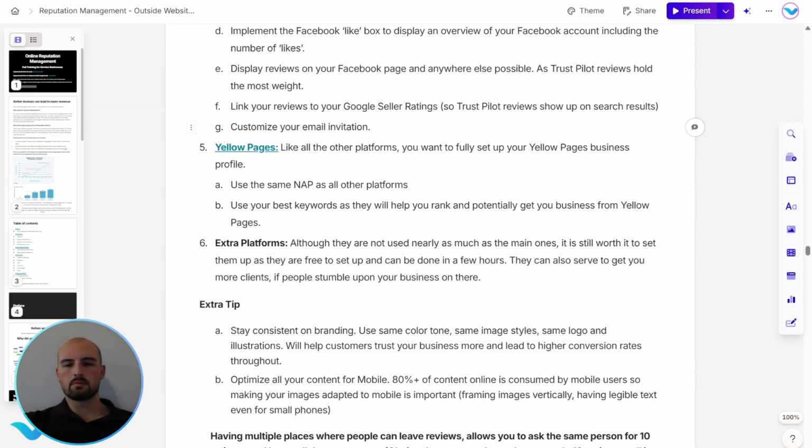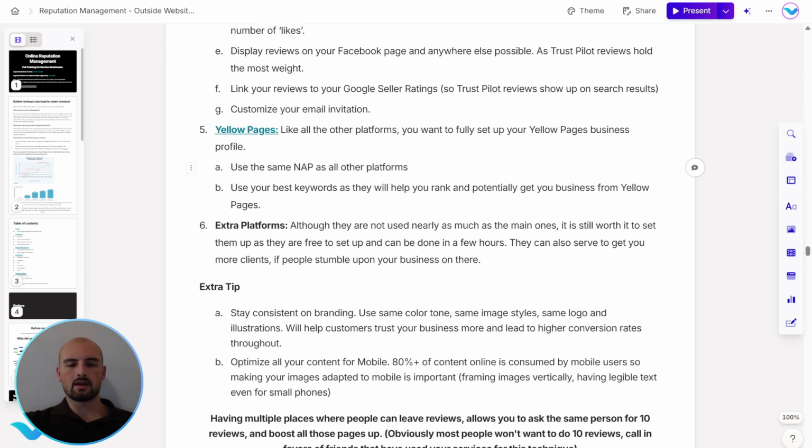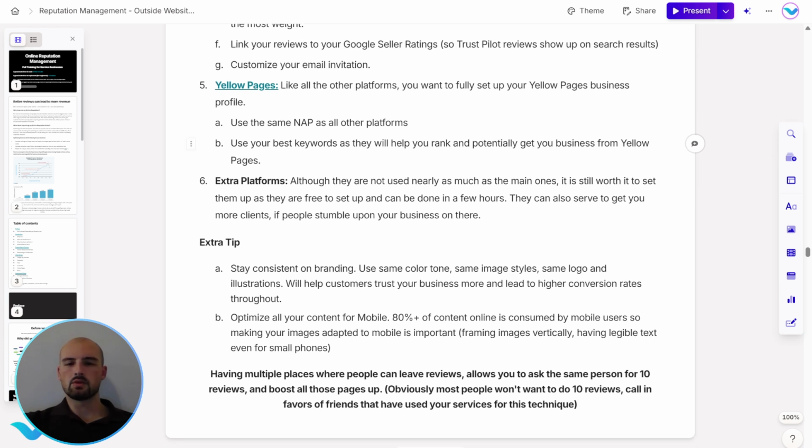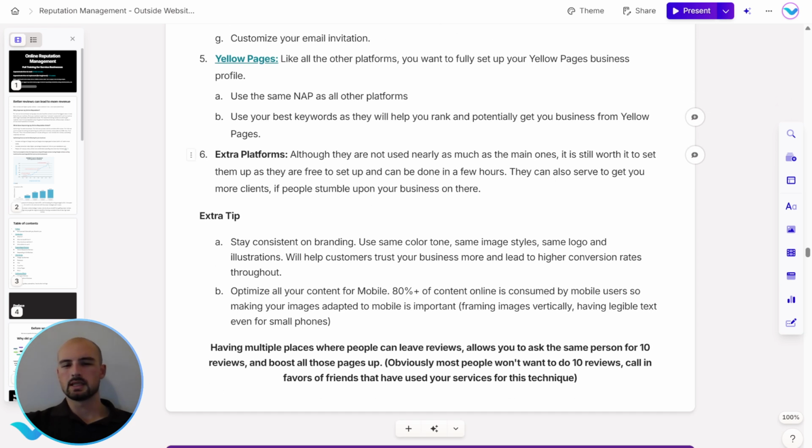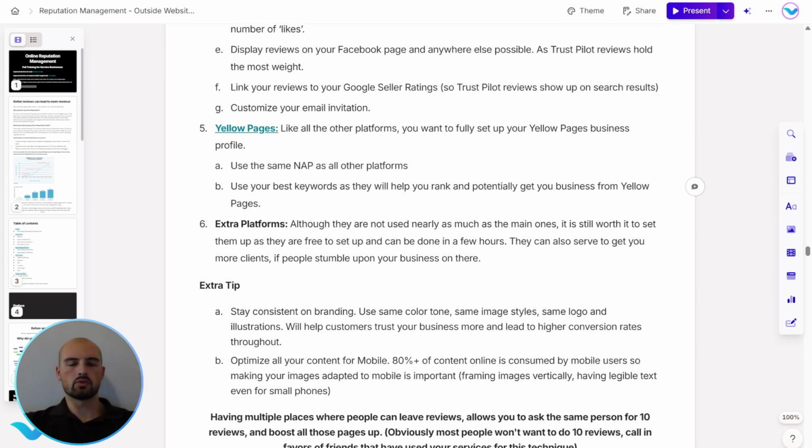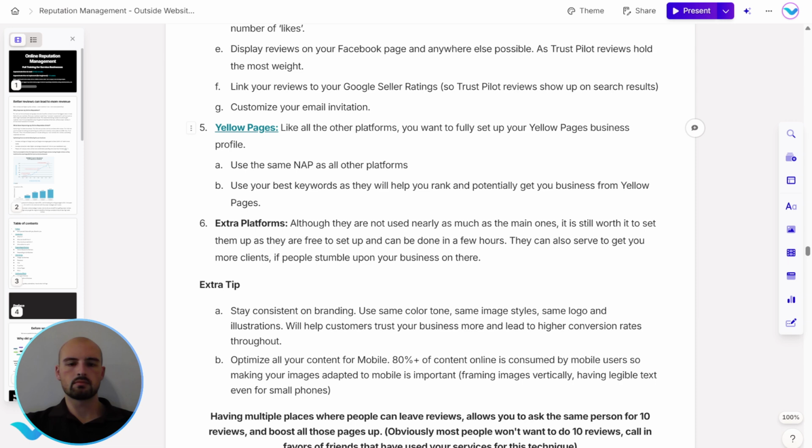Yellow Pages, like all the other platforms, you want to be set up. You want to have your name, address, phone number. Use the best keywords, as they might help you rank a little bit. So that's the other thing too. We have a training on SEO and how to actually find the best keywords for your business, how to rank them, and what's the calculator you could use to actually know those. And then from there, you could take maybe the top 20, put them on Yellow Pages or whatever platform you're doing link building SEO on, and just have it everywhere so that you're actually helping your rankings.